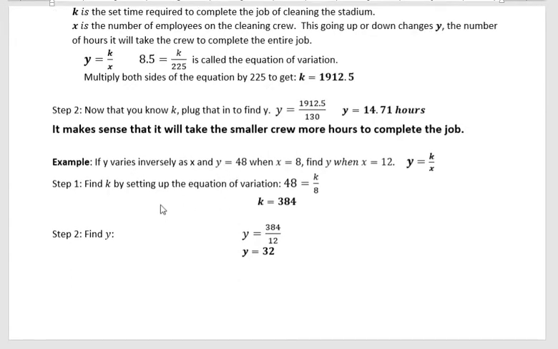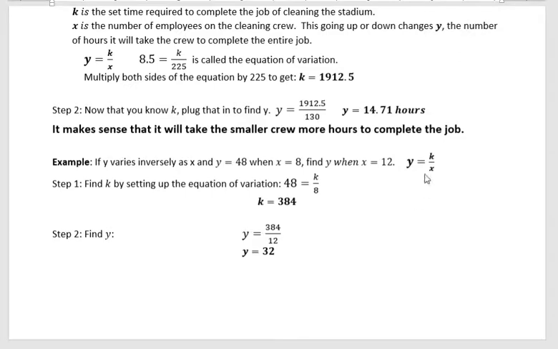Sometimes you might just see it written this way: if Y varies inversely as X, and Y is 48 when X is 8, find Y when X is 12. Inverse variation is always Y equals K over X. We want to find the equation of variation by plugging in the X and Y we were given. X is 8, Y was 48. Multiply both sides of the equation by 8 to get 384. That is solving for K.